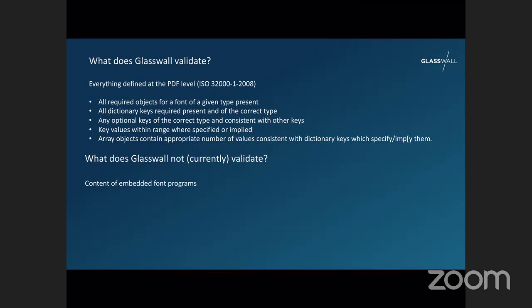We check that where things like encodings are supplied as an array, they have an appropriate number of values consistent with the rest of the description and the dictionary keys, which obviously guards against things like buffer overruns, and also enables you to potentially spot where somebody, for good or ill, supplied more data than is strictly needed, which might be just an innocent piece of blank space, or might be the payload for an exploit. We don't know.